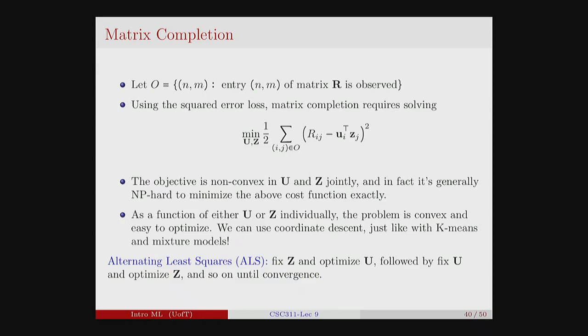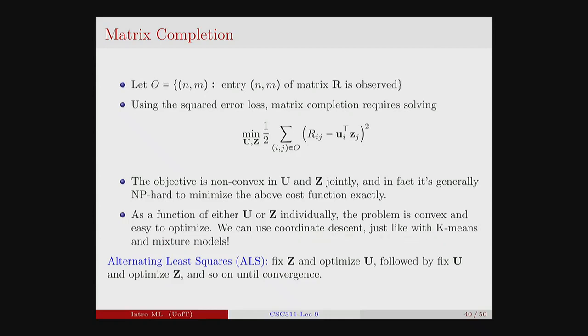So the objective above is non-convex in both u and z, which is to say that you're not going to be able to find a global optimum to this objective function. Because if you actually care about solving this objective, and you care about optimizing over u and z jointly, that objective is non-convex. But it turns out, as a function of either u or z, the problem is both convex and very easy to optimize. And in fact, there's a very simple algorithm, and it's called coordinate descent.